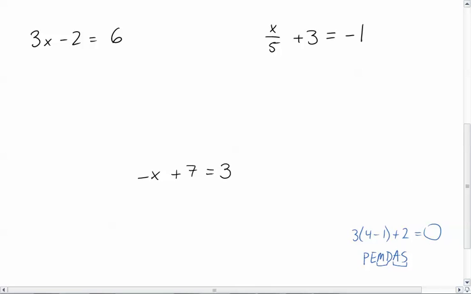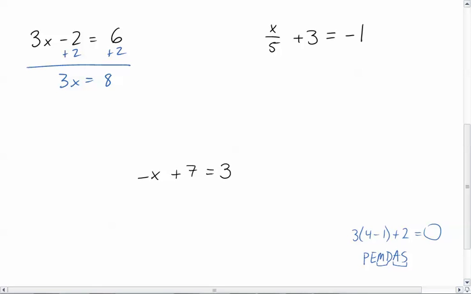So we'll start with this one, 3x minus 2 equals 6. I've got multiplication here, and I've got subtraction. Which of those two is the weaker link, according to PEMDAS? Well, the addition and subtraction is the weakest link. So that's the first thing I'm going to take care of: I'm going to add 2. And so then I have 3x equals 6 plus 2 equals 8. Remember, if you do it to one side, you've got to do it to the other side.